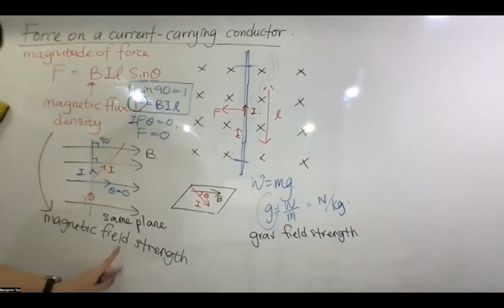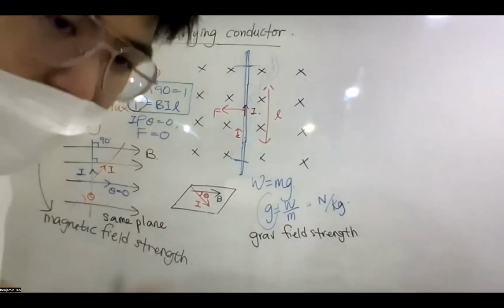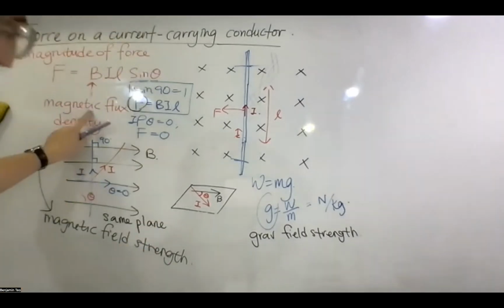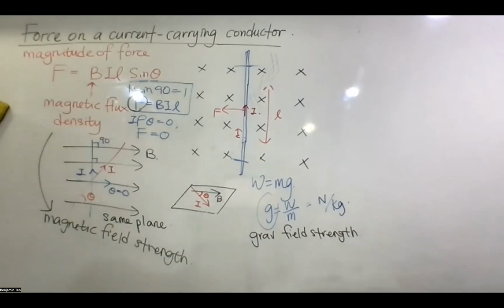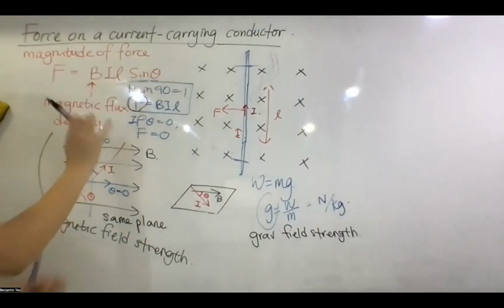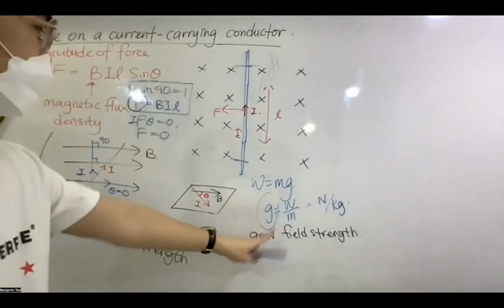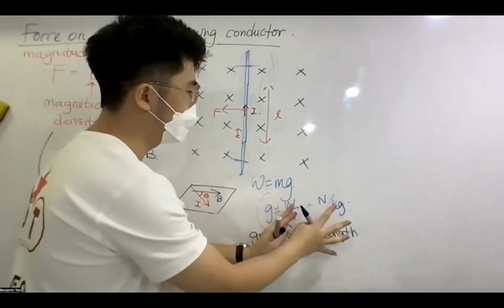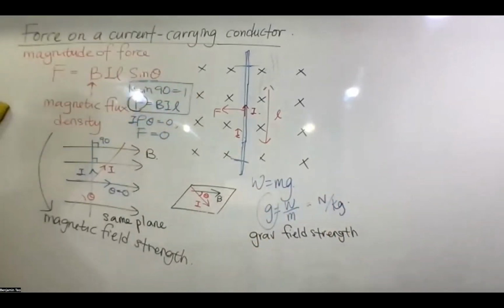Think of it like this, but never use this. Don't write this in your book. You write this in your book, in the exam. So it is a measure of how strong the magnetic field is, just like this one, a measure of how strong the gravitational field is.